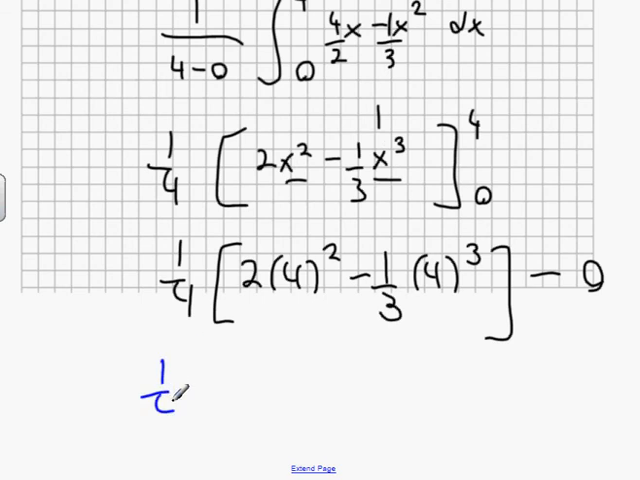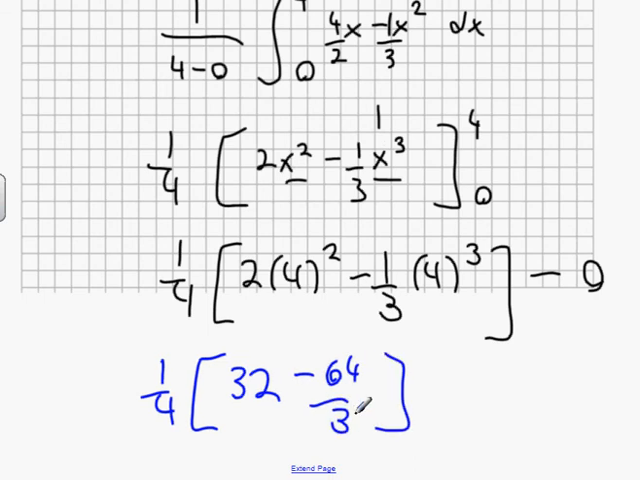So then it's going to be a quarter of 32 minus 64 over 3. Put that into your calculator: a quarter of 32 minus 64 over 3, close your bracket. And what you get is 8 over 3. So our answer there is 8 over 3.